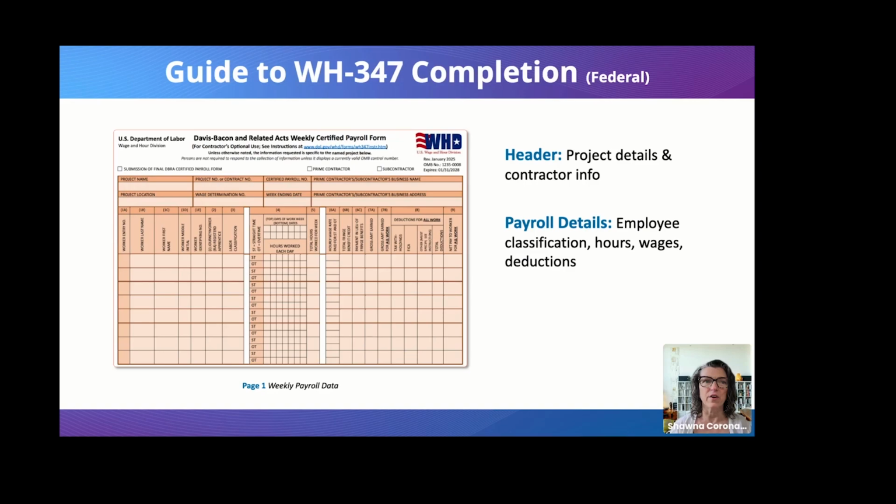Yeah, very good. And here we are on the guide to WH347 completion. Can you give us a few tips? Yeah, absolutely. Up top, you want to make sure you have the payroll details, the project details and your information on there. And then as you are filling out that employee information, you want to make sure you're doing it by classification. So you may actually have the same employee on there multiple times if they are doing different things. You want to fill in the correct hours and wages, and make sure when you are filling in the different rates for fringes and stuff like that, you are putting the hourly rate, not the total amount that you are calculating.